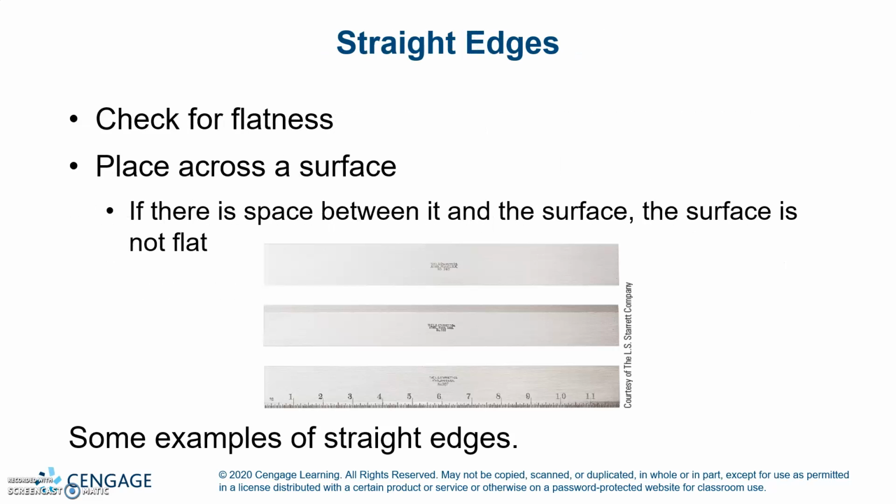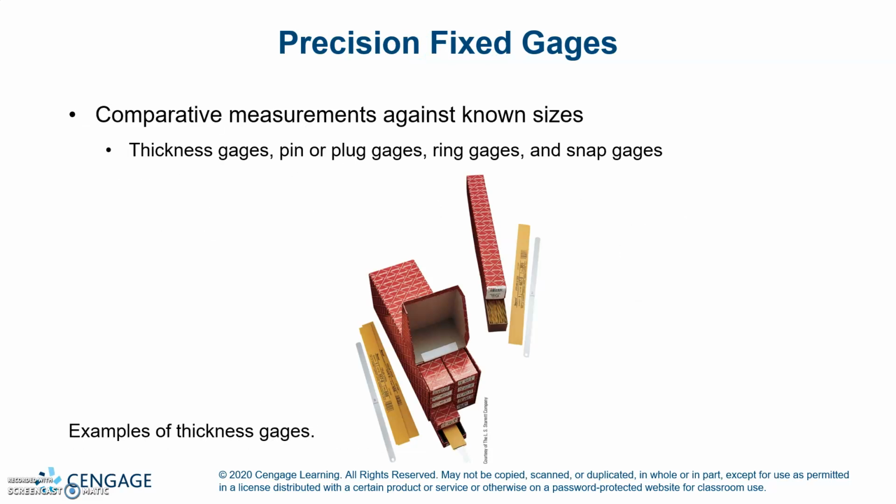Check for flatness. Place the straight edge across the surface. If there is space between it and the surface, the surface is not flat. See examples of straight edges. Comparative measurements against known sizes use thickness gauges, pin or plug gauges, ring gauges, and snap gauges. And there's an example of a thickness gauge.